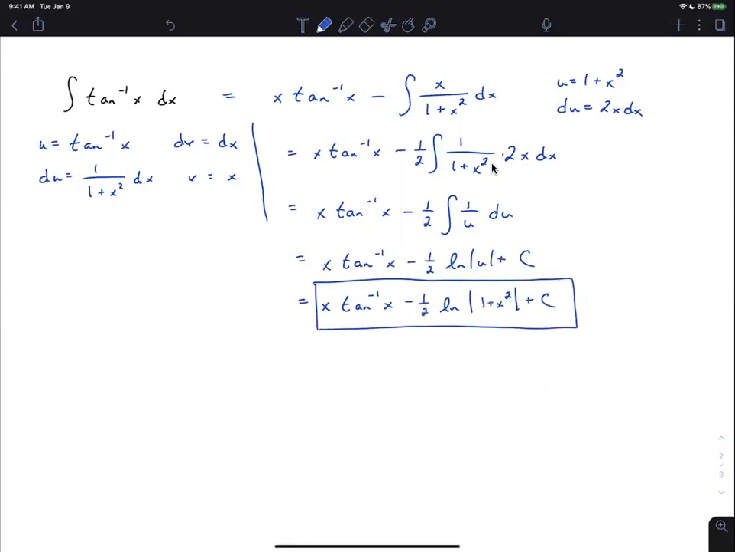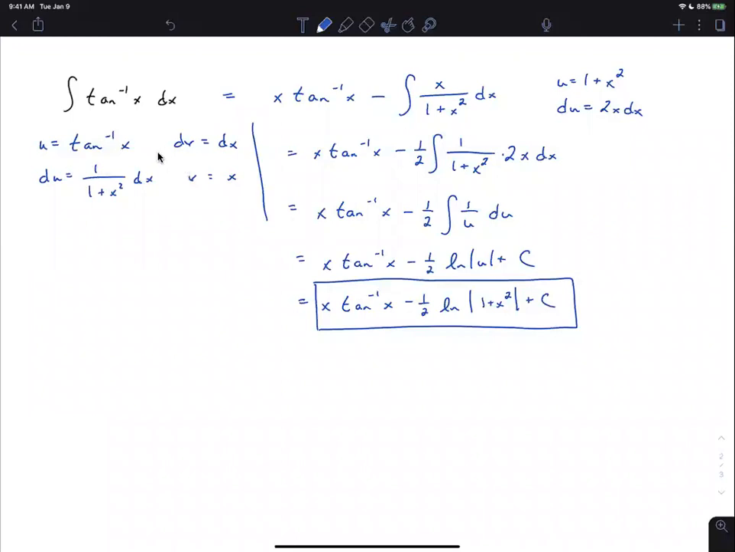And we get to there. Does that make sense? You can drop the absolute value on that. I think WebAssign doesn't like it, so I'm going to leave those in there. But because 1 plus x squared is positive, you don't need the absolute values on that one. But any questions on how we're doing this? Everybody good?